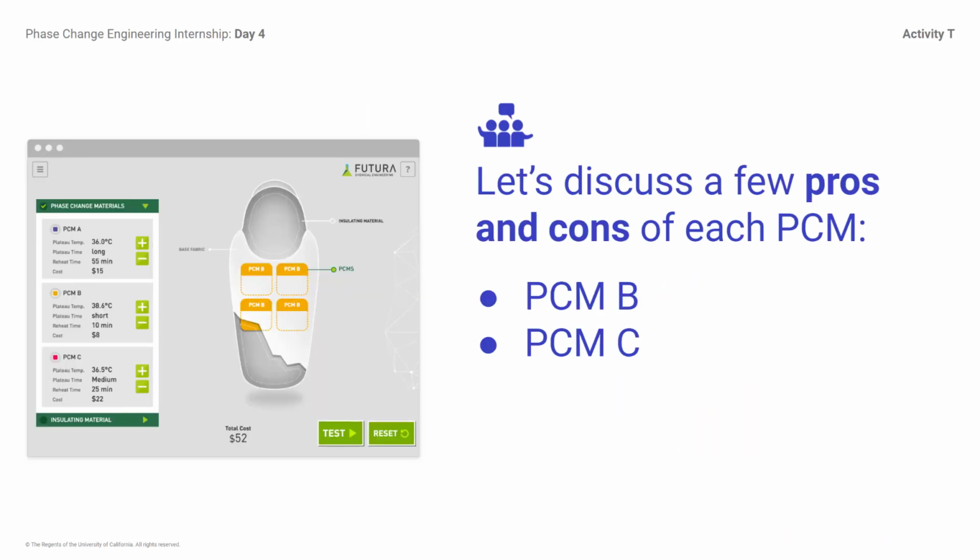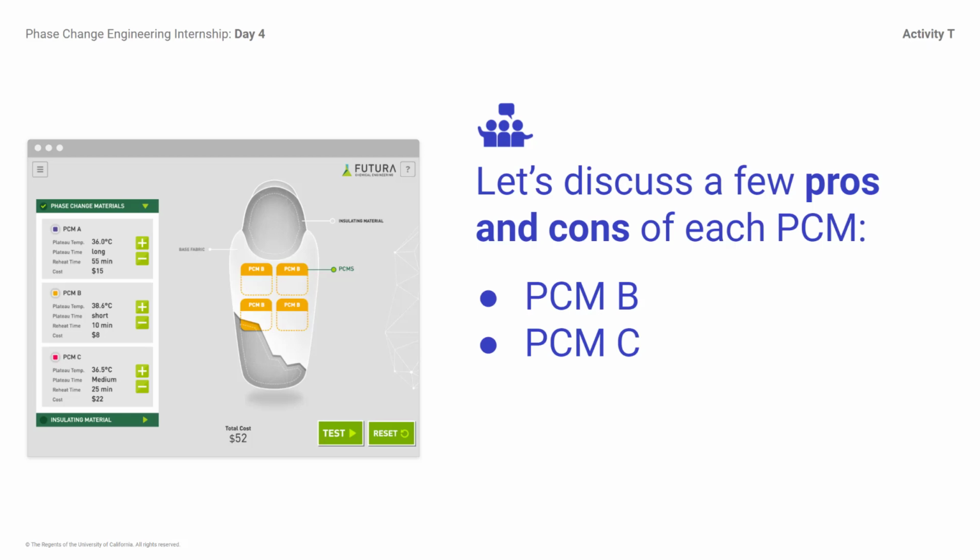Let's discuss a few pros and cons of each PCM. PCM-B. Pros: high plateau temperature, short reheat time, low cost. Cons: short plateau, baby outside range too long, plateau temperature is above healthy range. PCM-C. Pros: medium reheat time, baby short time outside healthy range. Cons: high cost, medium plateau temperature.